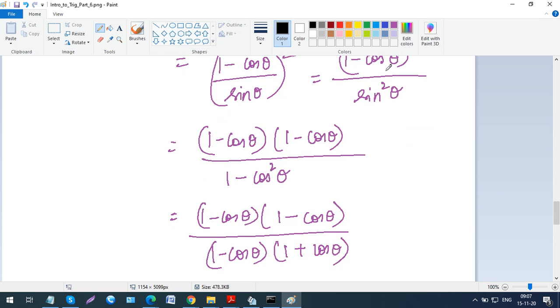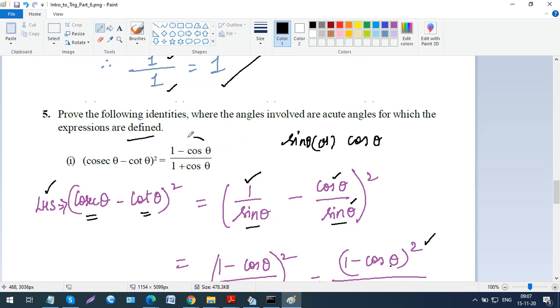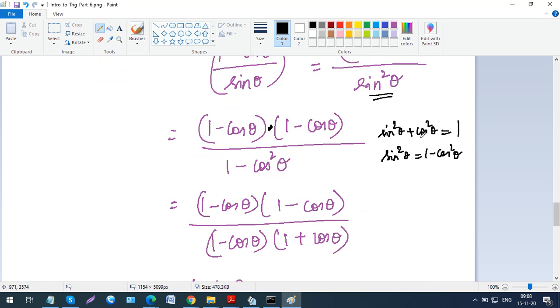Now 1 minus cos theta the whole square means that 1 minus cos theta is multiplied twice, right? 1 minus cos theta into 1 minus cos theta, the whole thing divided by sine square theta. We know that sine square theta plus cos square theta is equal to 1. So sine square theta could be written as 1 minus cos square theta. So why am I doing this? Because I want everything in terms of cos. Looking at the question, I can make out that everything in the RHS is in the cos form, right? So I don't want sine sitting over there. That is why I changed the sine into cos.